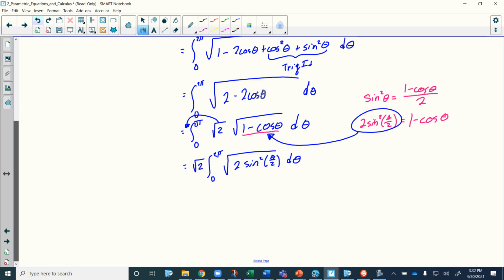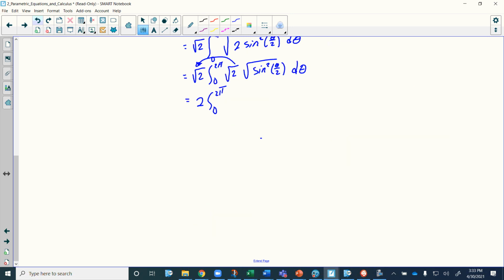And again, I'm going to separate the square root that we have to be the square root of 2 times the square root of sine squared theta over 2 d theta. And that will also come out as a constant. So radical 2 times radical 2 will just be 2, 0 to 2 pi. I'm running out of space here. Give myself some more.